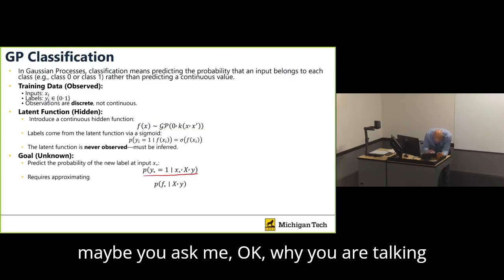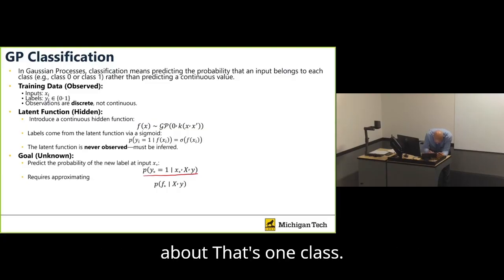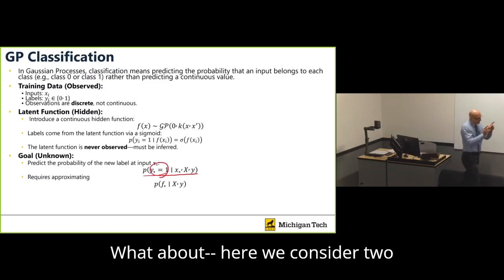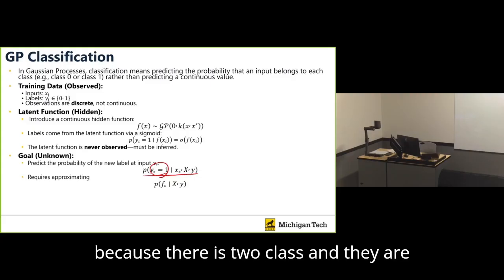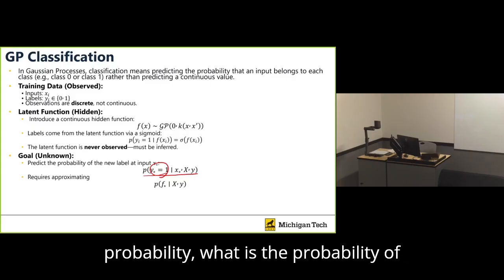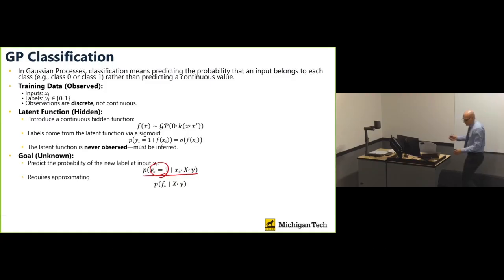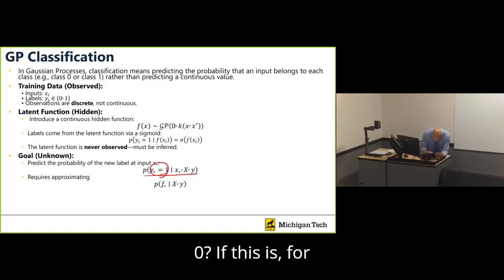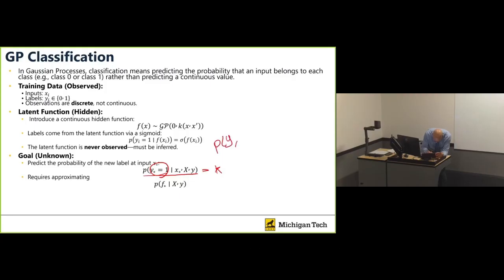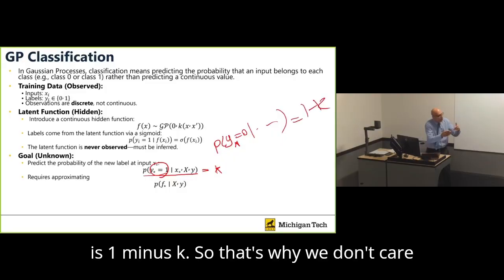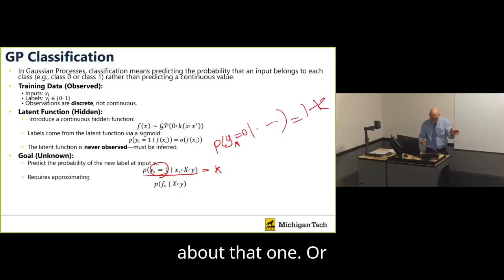Okay, maybe you ask me, why are you talking about just one class? Here we consider two classes. Because there are two classes, what is the probability of 0? If this is, for example, k, the probability of y star being 0 is 1 minus k. So that's why we don't care about that one.